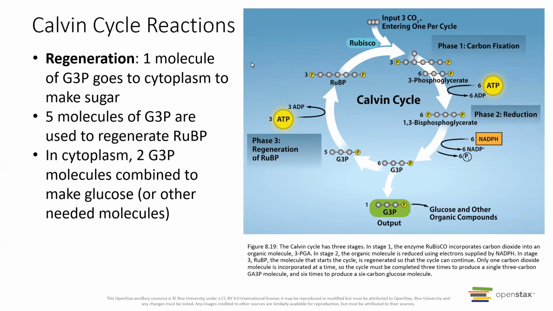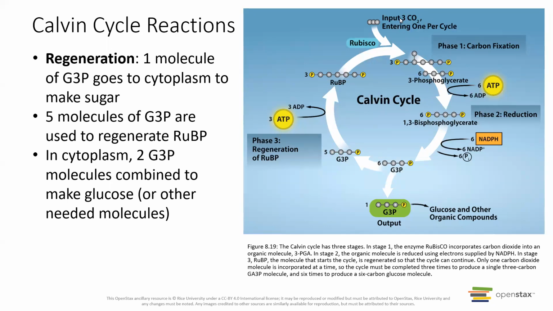So one molecule of G3P goes to the cytoplasm. 5 molecules of G3P have to be used to regenerate the RuBP. What? Because we put 1 carbon on this 5 carbon molecule and split it into 2 3 carbon molecules. So we made 2, but we need a 5 carbon molecule back. It's confusing. Okay.